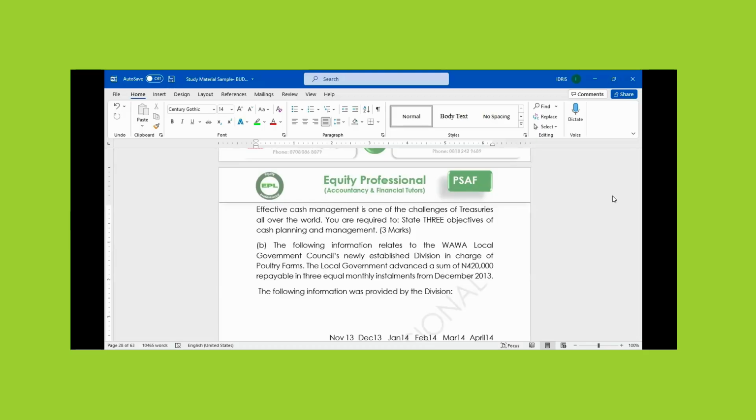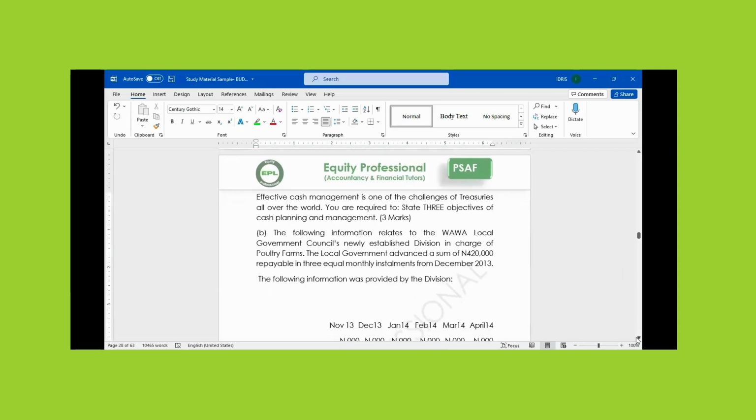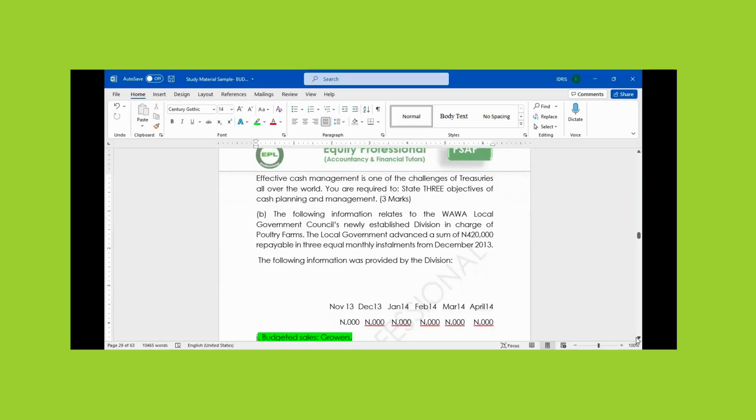So who can tell me which month we think this loan was received? Based on the information given to us, which month do you think they will receive? They start paying back in December, so which month will they receive the loan? November. The month we have before December is November. In this question, we don't have any other month. That is when we will say they received the loan. That means that is when they started the poultry business.